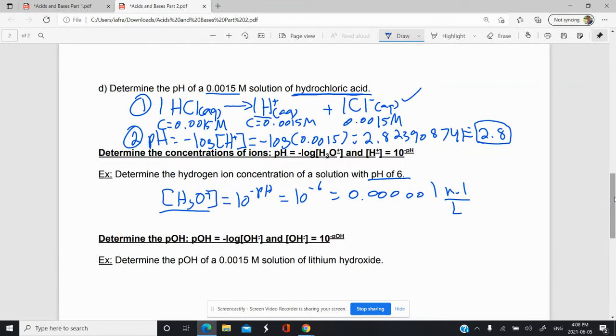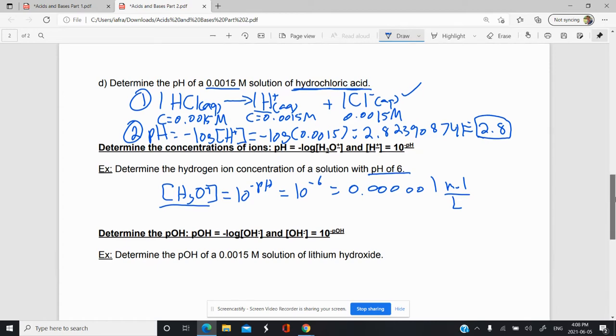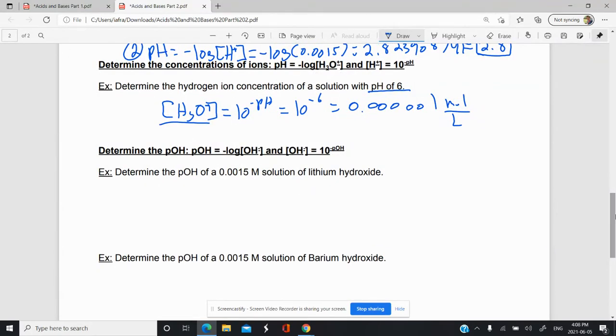So we already did the examples with finding the hydrogen ion concentrations from the pH of the solution. Let's go ahead and take a look at how to do some pOH calculations. So determine the pOH of a 0.0015 molar solution of lithium hydroxide. If you remember, this here is a strong base.